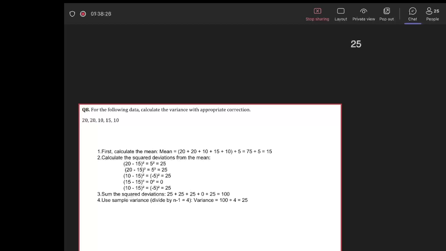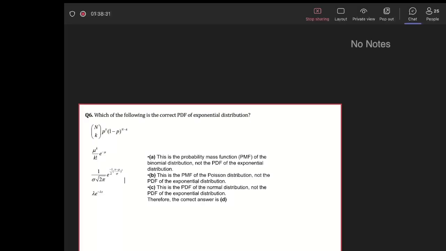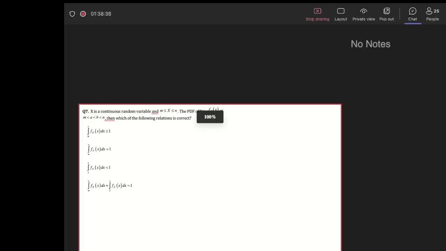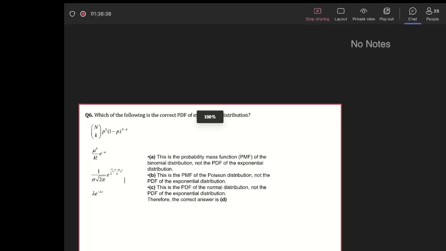So I'll just go back to the sixth question because I missed it by mistake. Yeah, so the sixth question is, which of the following is the correct PDF of exponential distribution? So option A, this formula is the PDF for binomial distribution, so this is not correct. And option B is the formula for Poisson distribution. So this is also not correct.